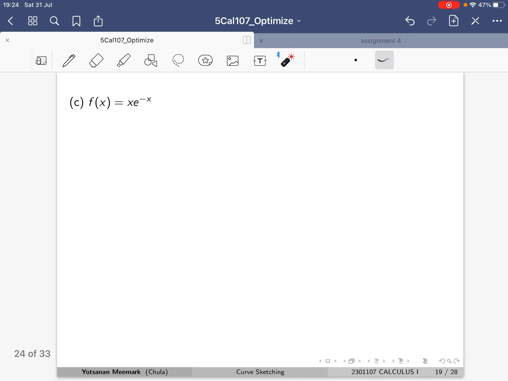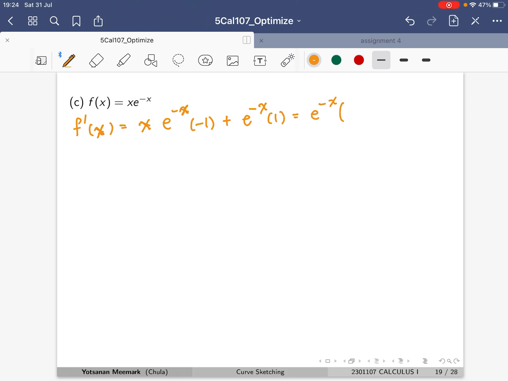If your f is x times e raised to the power negative x, then your f prime is the product rule, right? So it will be the first, and then the derivative of the second, don't forget the derivative of the inside, plus the second times the derivative of the first, and then usually you will pull out a common factor first. So you have e raised to the power negative x multiplied by negative x plus 1.